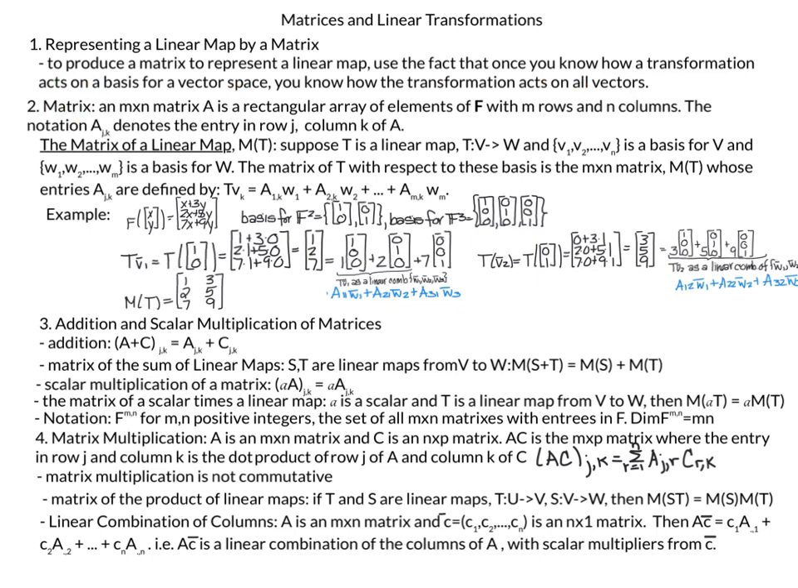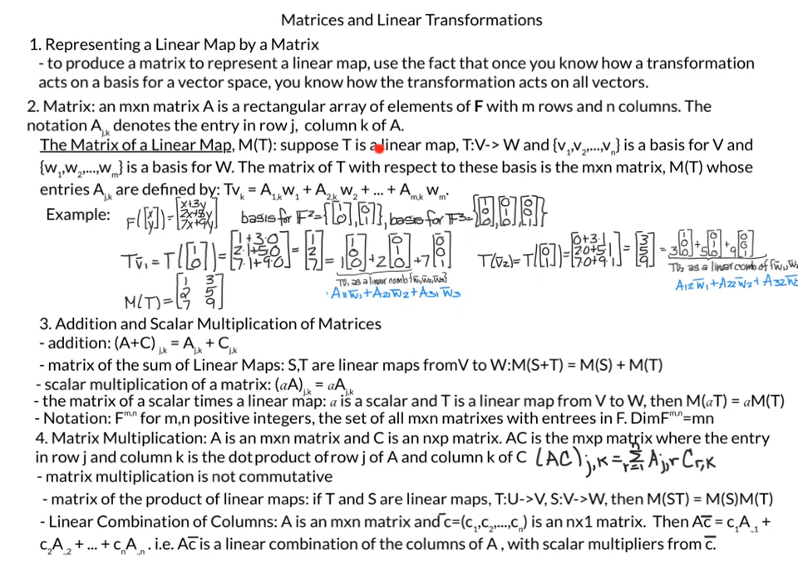We looked at a matrix, which is an m by n matrix, a rectangular array of elements of F, being either real numbers or complex numbers, with m rows and n columns. The notation A sub jk denotes the entry in row j and column k of the matrix A. We can have a matrix to represent a linear map. So we said M of T is the matrix.